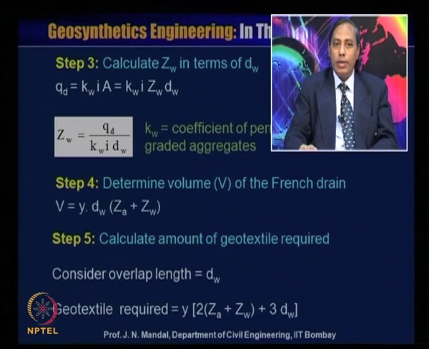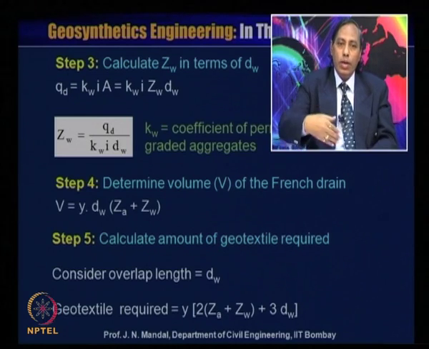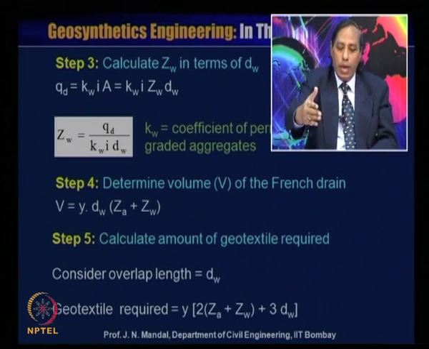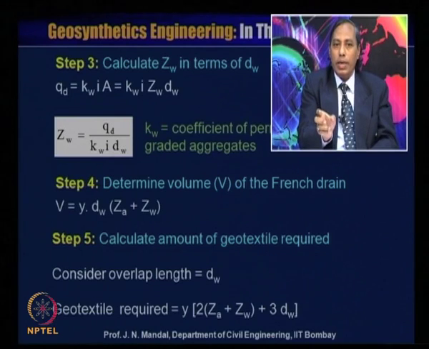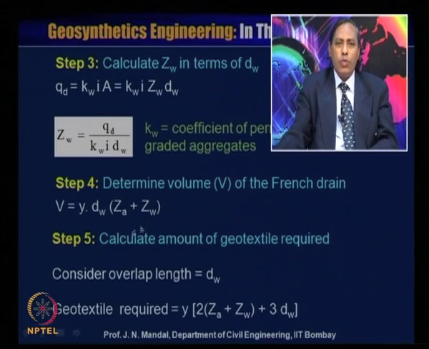Now step 4, determine the volume V of the French drain, that means V is equal to Y into dW into (ZA plus ZW). Y is the length of the drainage and dW is the width of the drainage, and ZA plus ZW as defined earlier. So you can calculate what will be the volume of the French drain.